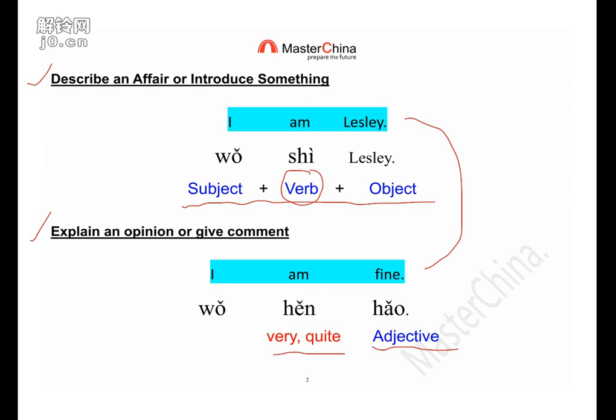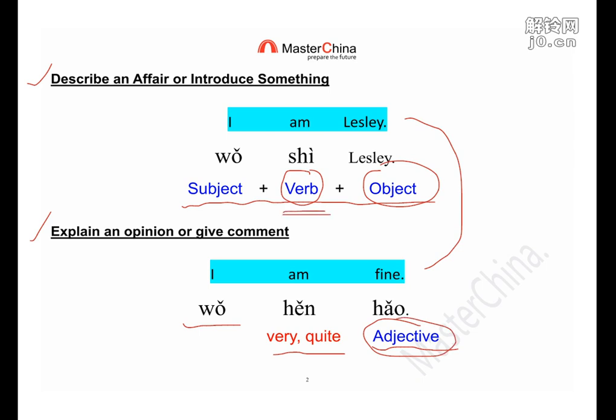They are very different. And we still have the subject part. But object in the description sentence is the noun. But in the comment or opinion sentence is adjective. Here is adjective. And in the middle is verb, is action. Because in our opinion or comment, this is our opinion, no action. So that's why we needn't put any verb.